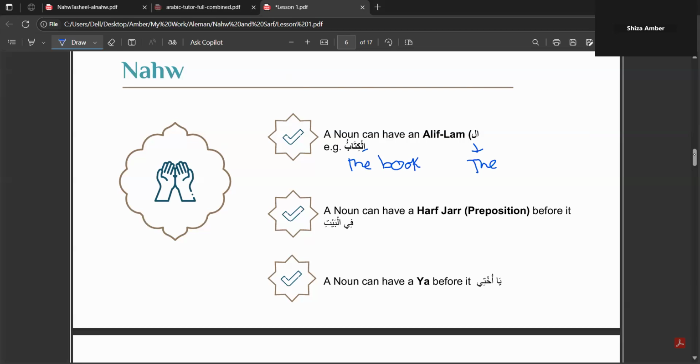The other identification of a noun is that it can have a harfijar. Now again a new term. Harfijar is the preposition that you study in English. It's one of the parts of speech. Prepositions are basically the locating agents of something. So if you want to locate something, you use prepositions, and in Arabic you call it harfijar. Preposition is the English, harfijar is the Arabic. So for example, a noun can have a harfijar before it.